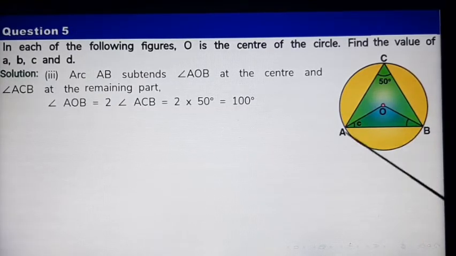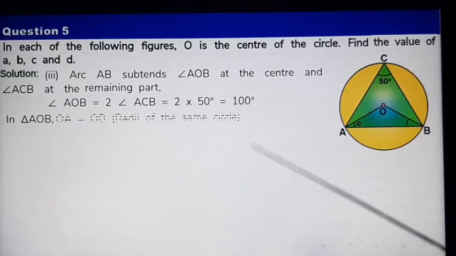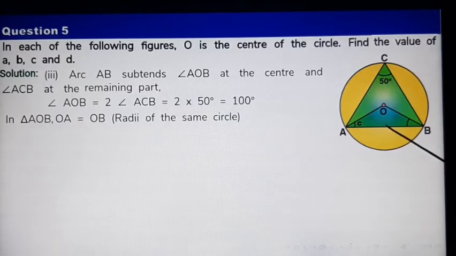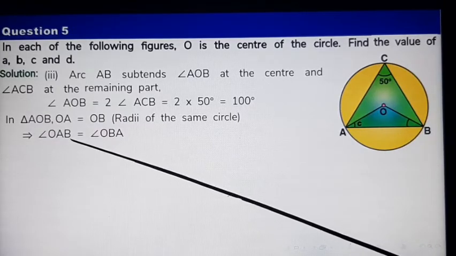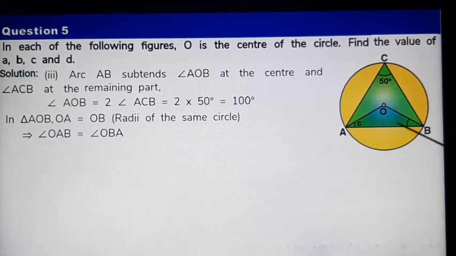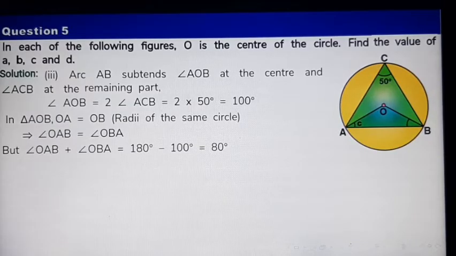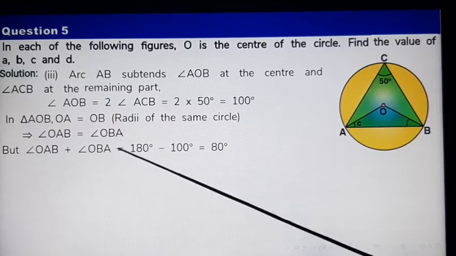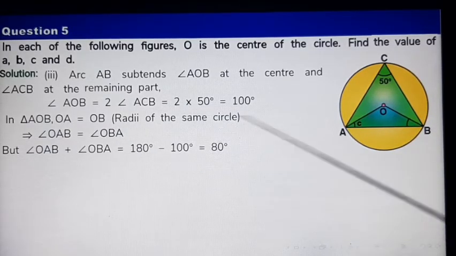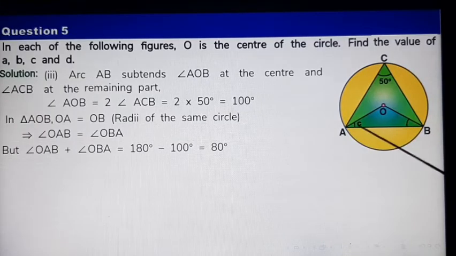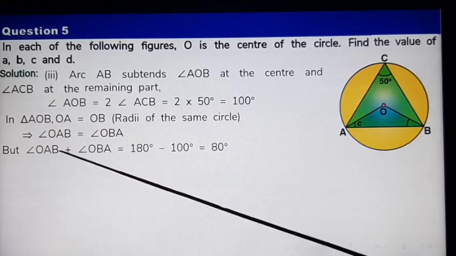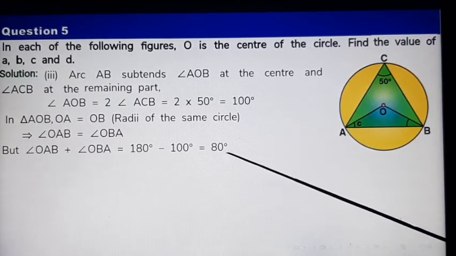Now let us see this triangle AOB. AO and OB both are radii of the same circle. That means this triangle is an isosceles triangle with this angle equal to this angle, that is angle OAB equals angle OBA. Now in this triangle, if I add all the angles, the sum is 180 degrees. This angle is already 100 degrees, so this and this together will be 180 minus 100, which is 80 degrees.